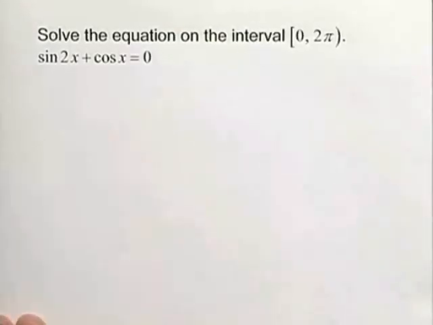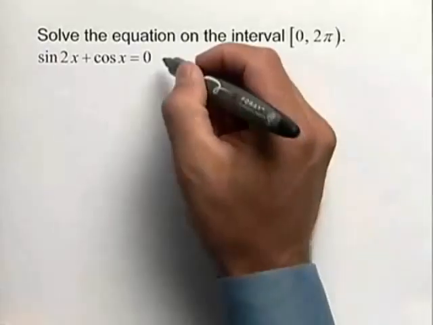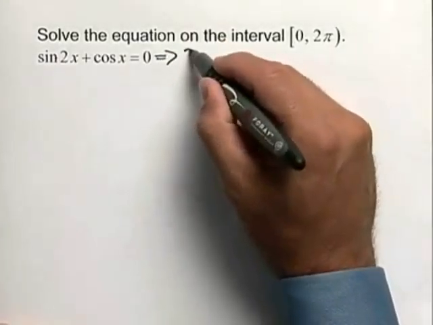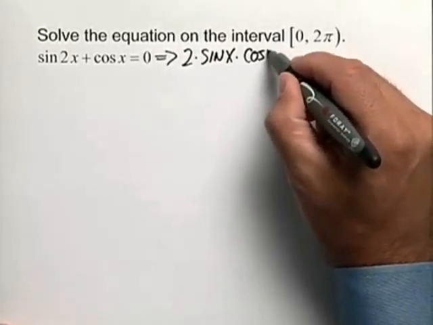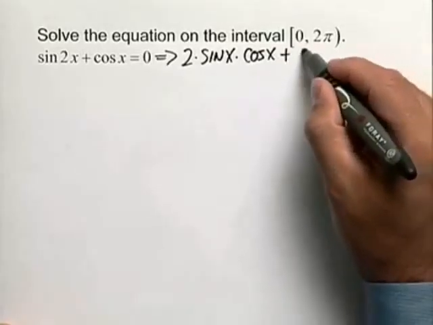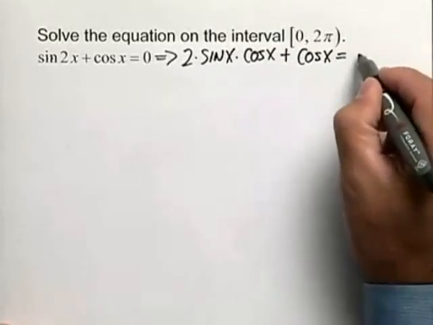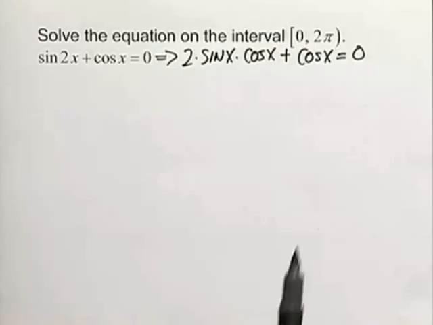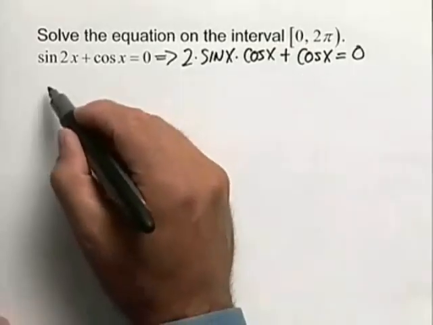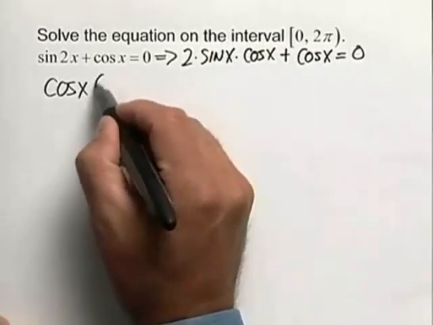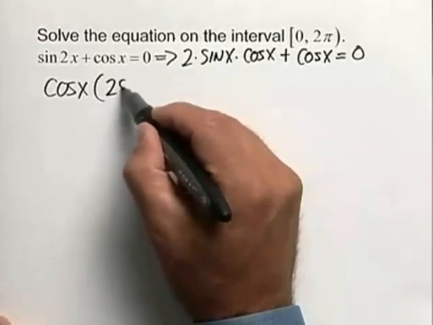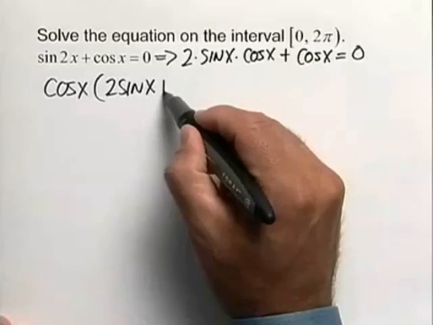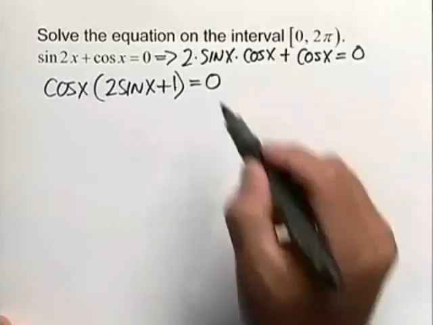The first thing you want to do here is substitute in our double angle formula for the sine of 2x. We know this to be equal to 2 times the sine of x times the cosine of x, plus the cosine of x that was there before, equal to 0. Now we have a common factor, the cosine of x. We'll factor that cosine x out in front and multiply by what remains. From this we have cosine of x times 2 sine of x plus 1, and that product is equal to 0.